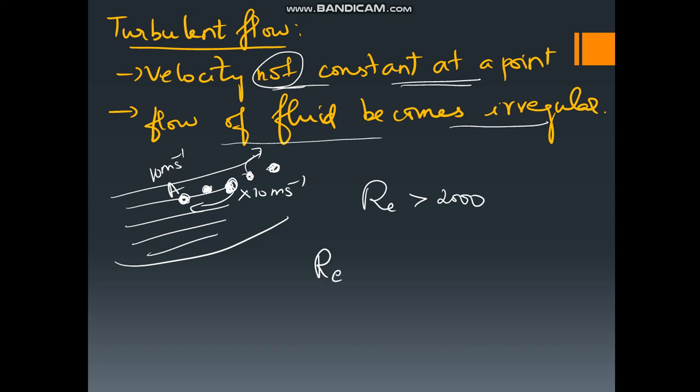What is the formula of Reynolds number? Density of fluid into velocity of fluid into diameter of pipe divided by coefficient of viscosity.